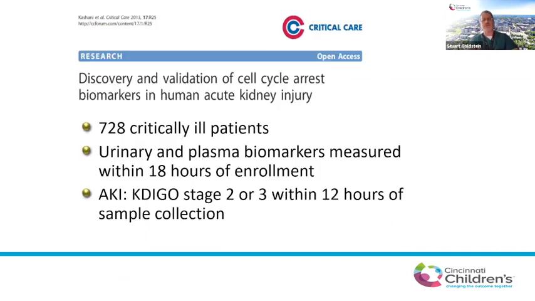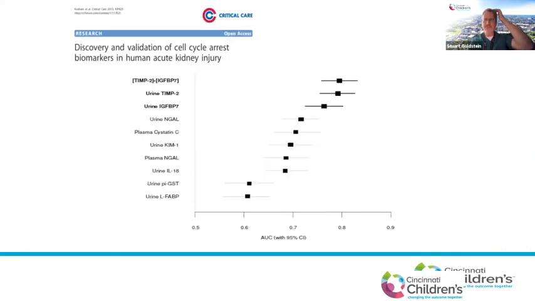In the adult world, cell cycle arrest biomarkers have been studied in critically ill patients admitted to an ICU. So in this study by Kashani and Kellum, there were 728 critically ill adults where urinary and plasma biomarkers were measured within 18 hours of enrollment.